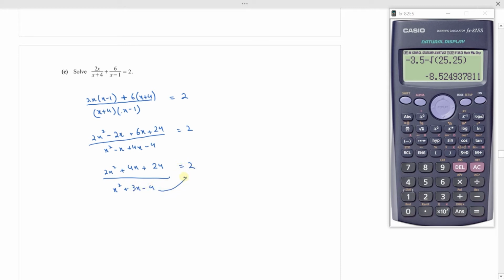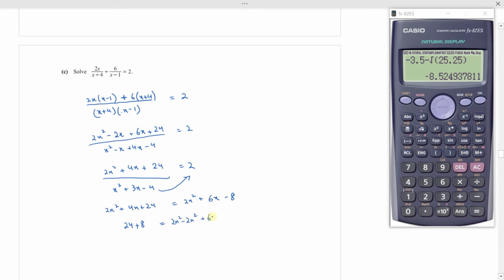And then I can take the denominator to the other side. So I'll get 2x squared plus 4x plus 24 equals to 2x squared plus 6x minus 8. Now this is 2x squared, this is 2x squared. So if I take all the x terms to the right and bring this 8 to this side, on the left hand side, I will be left with 24 plus 8. Then this 2x square minus 2x square if I bring this to this side.